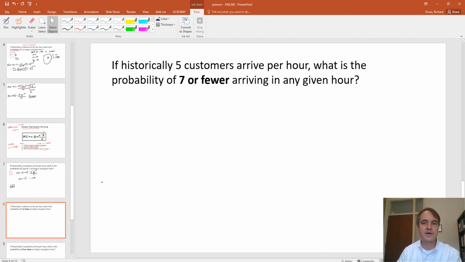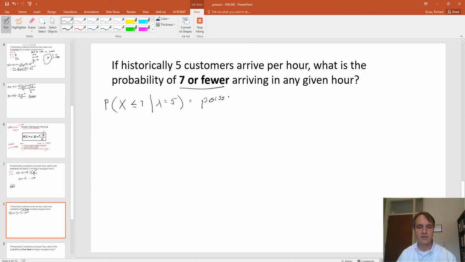If historically 5 customers arrive per hour, what is the probability of 7 or fewer arriving in any given hour? So now we're dealing with a range. We want to know the probability of x being less than or equal to 7 given lambda equal to 5. I'm not going to write out the CDF, but we know we want to be using the Poisson CDF, with a mean of 5 and an x of 7.